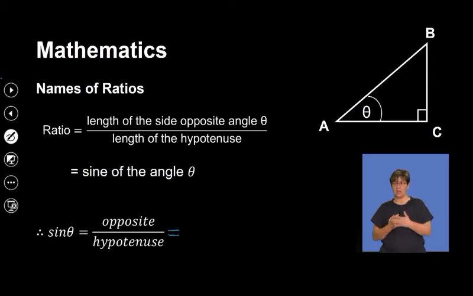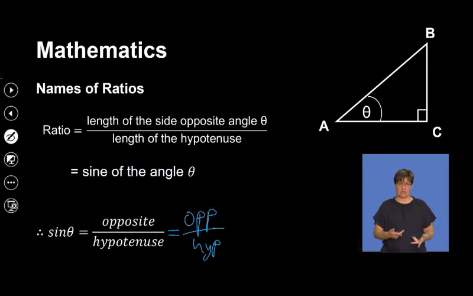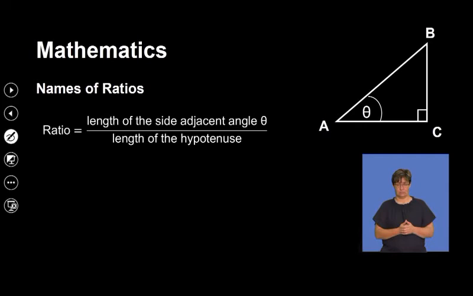Now you will see some textbooks use OPP over HYP. It's really one and the same thing. Remember, we are smart as mathematicians, but our smartness makes us lazy at times. So we shorten things so that we can just speak about them and not have to dwell on the language itself. Now, the other ratio is the length of the side adjacent to angle theta. Remember, adjacent is directly next to it, over the length of the hypotenuse.